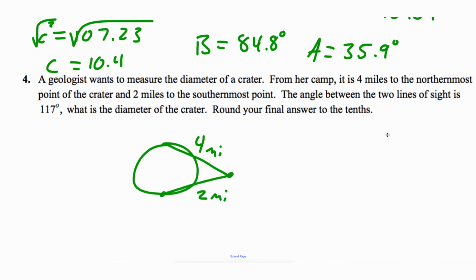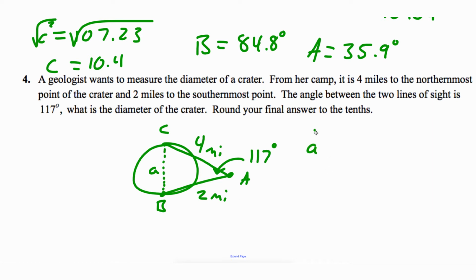And we know the angle between these two lines of sight is 117 degrees. So it doesn't look like it in here, but this angle is supposed to be 117 degrees. So we're trying to find the diameter of this crater, so the length across the middle. So we're going to use our law of cosines since we don't have any opposite pieces of information. I'm going to label my triangle. I'll call this angle A, I'll call this angle B, and this angle C. So the side that we're trying to find over here is side A.